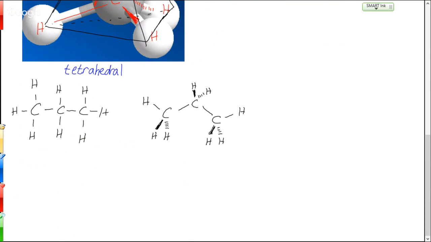All right. The next thing we're going to do, we're going to learn some of the names of these structures, and we're going to learn how to draw them in a few different ways. These molecules all fall under the category of alkanes. Alkanes are molecules made from only carbon and hydrogen with only single bonds.